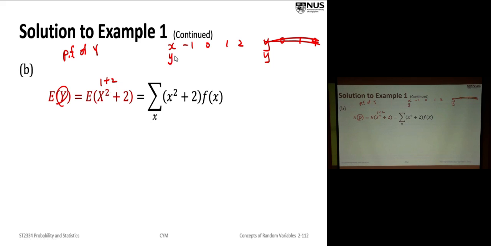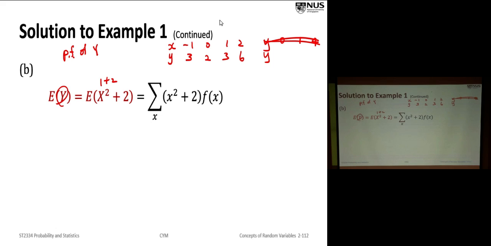Maybe let me write here. So y equals (-1) squared plus 2, so it's 3. 0 squared plus 2, so it's 2. When x equals 1, then y equals 1 squared plus 2, so it's 3. And when x equals 2, it is 2 times 2, 4. 4 plus 2, 6. Am I right? Okay. So these are the corresponding values.